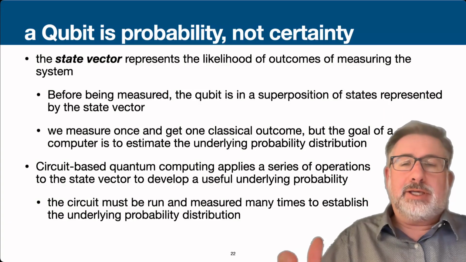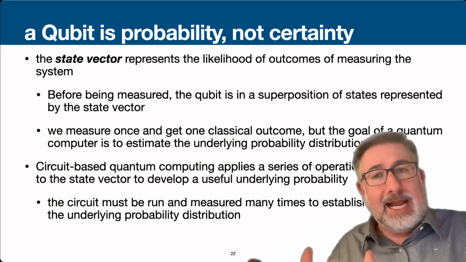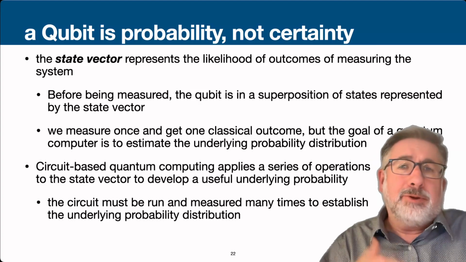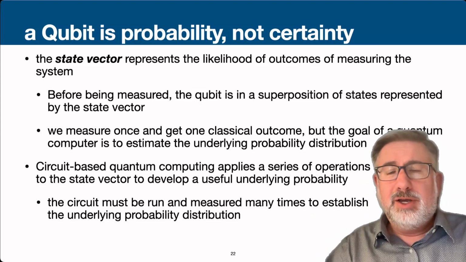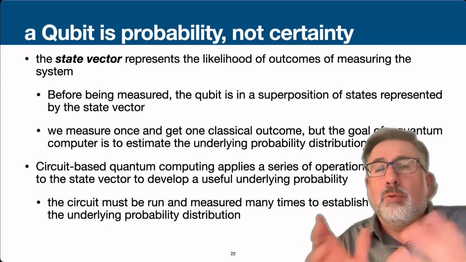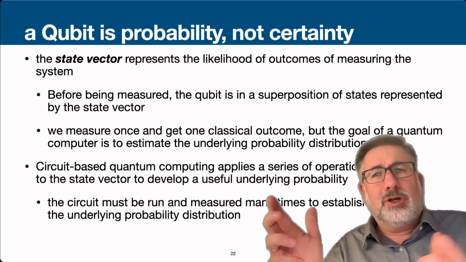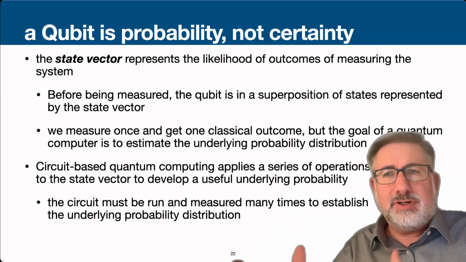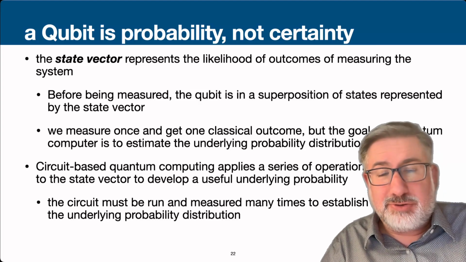So in a classical gate circuit, we have an answer that's either going to be 1 or 0. But the whole point of doing this in a quantum computer is that you can have some probability that it's 1 or probability that it's 0. And we call this the state vector, the likelihood of different outcomes that we would get by measuring the system.